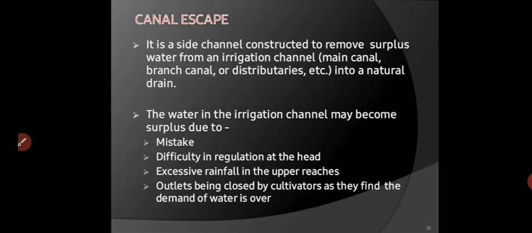The water in the irrigation channel may become surplus due to mistake, difficulty in regulation at the head, excessive rainfall in the upper reaches, outlets being closed by cultivators as they find the demand of water is over. So these are the reasons due to which the channel, or we can say canal, may get excess water.